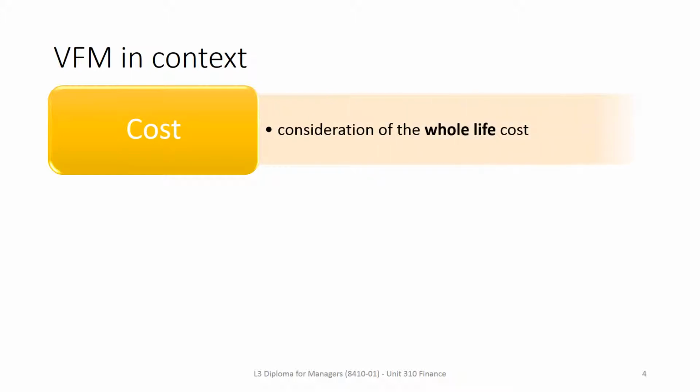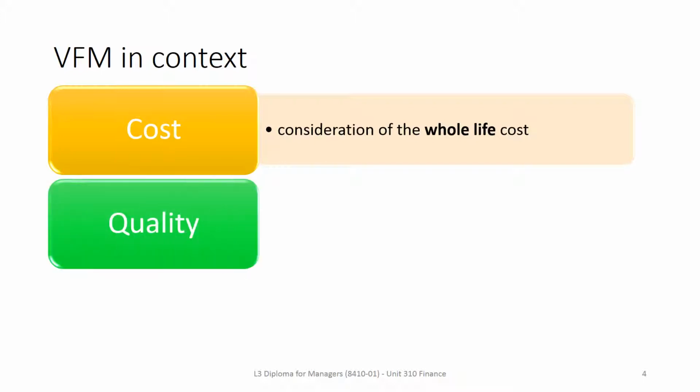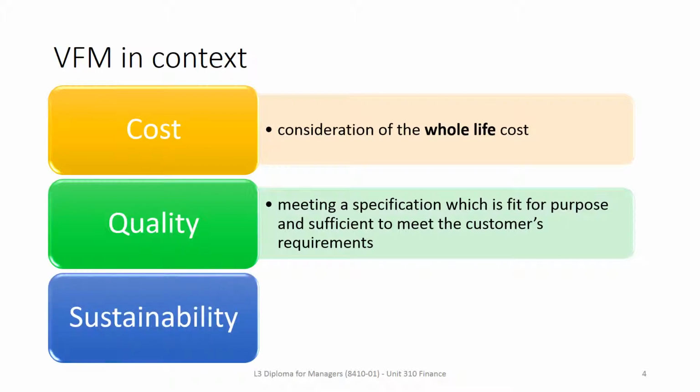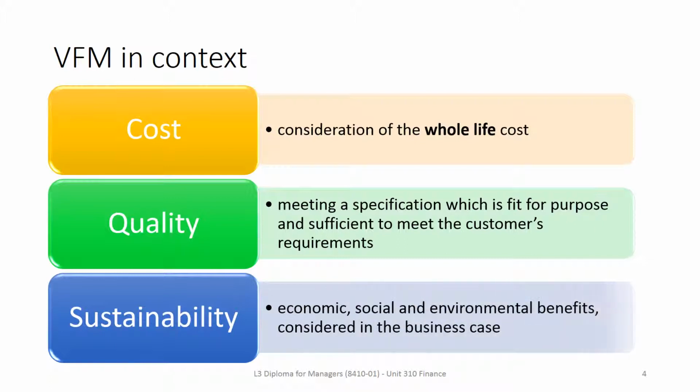And in this context, cost means a consideration of the whole life cost, taking into account the initial capital cost, as well as any operational costs, any maintenance, any repair, any upgrades, and any eventual disposal cost. Quality means meeting a specification which is fit for purpose and sufficient to meet the customer's requirements. And sustainability means that it's economically, socially, and environmentally beneficial, and it considers all those things set out in the business case which supports the organisation's project goals and objectives. So it's about making sure that as an overall thing, it's a sustainable thing.